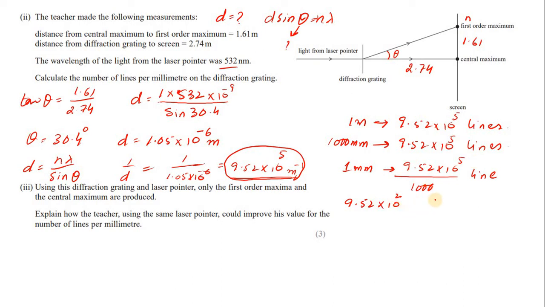That means 952 lines per millimeter. That's what you need to find, the number of lines per millimeter. So 952.